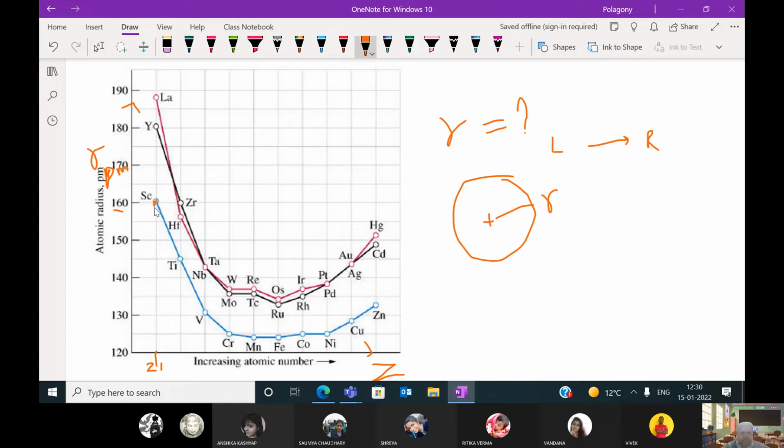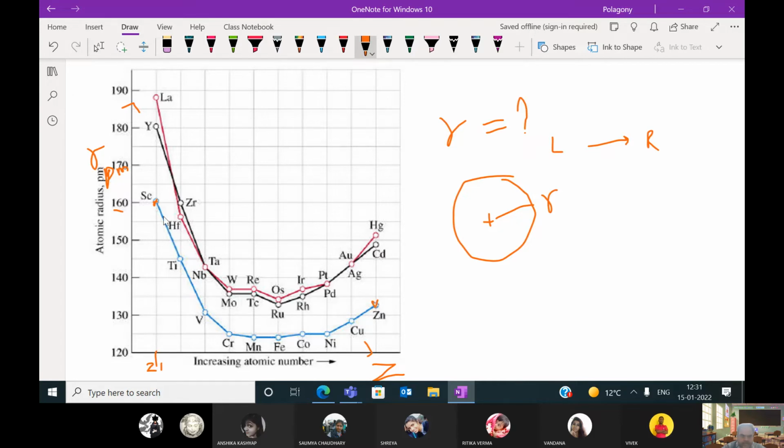After that, atomic number 22 is titanium, then vanadium 23 and chromium. See the decrease of atomic radius with increasing atomic number up to chromium. Then it further decreases for manganese, iron, cobalt and nickel. After that, there is a slight increase, for copper and zinc.